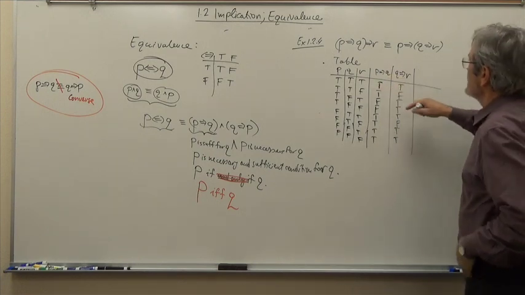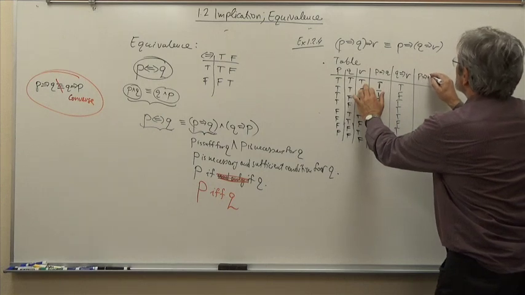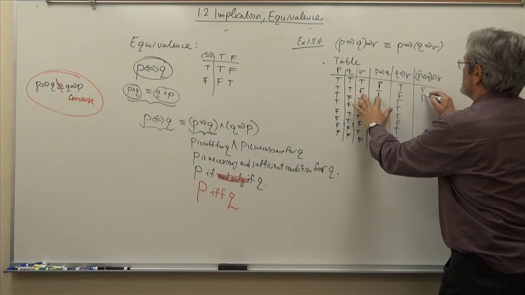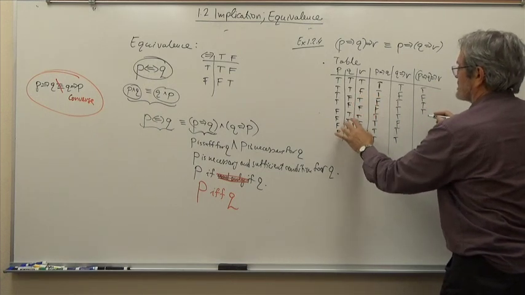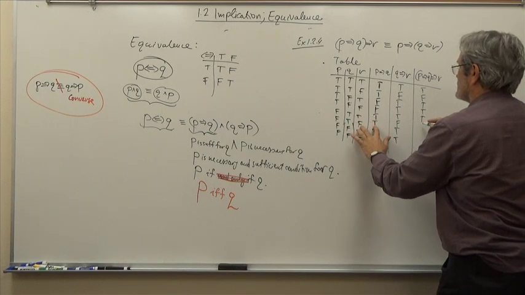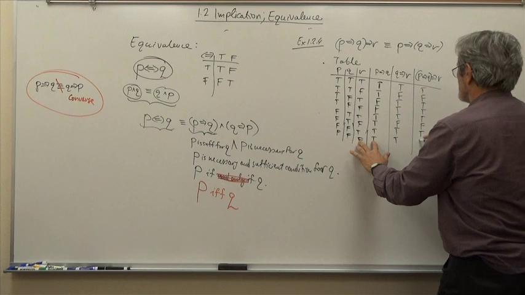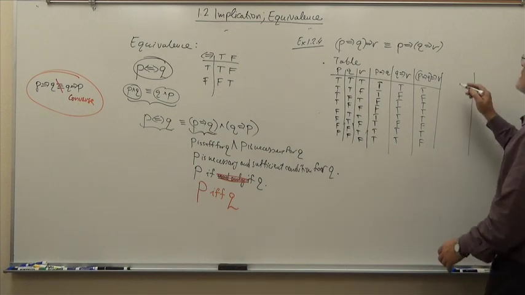P implies Q implies R, so from right to left. Q implies R, give me true implies true is true, false, true, true, from right to left, true, true implies false is false, true implies true is true, true implies false is false. That's left side. What about right side?